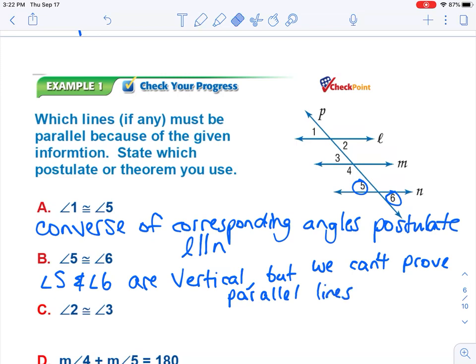Same thing if they had given us, say, angles 3 and 4. They are supplements. They do add to 180, but we can't prove anything about parallel lines. Only the ones that we have today can make things say parallel.